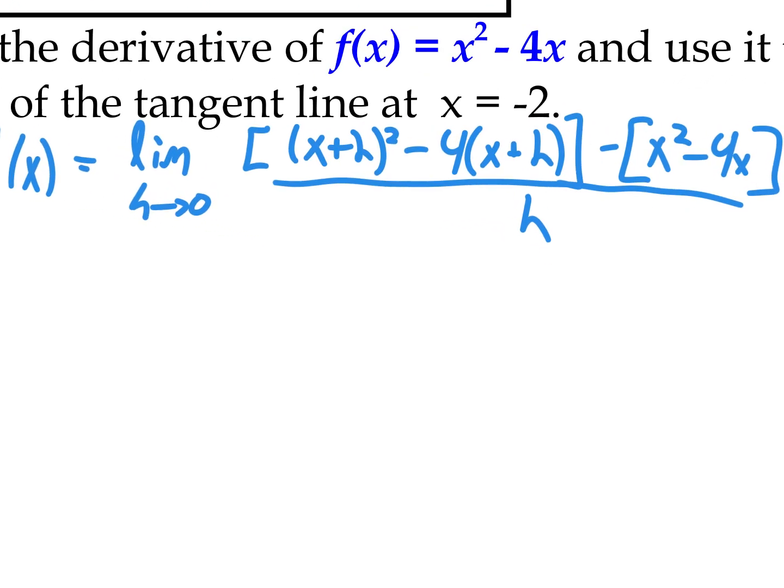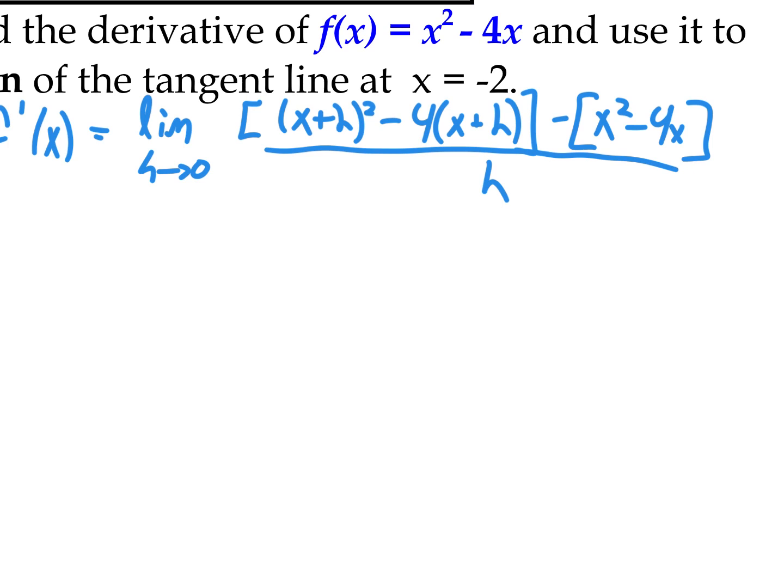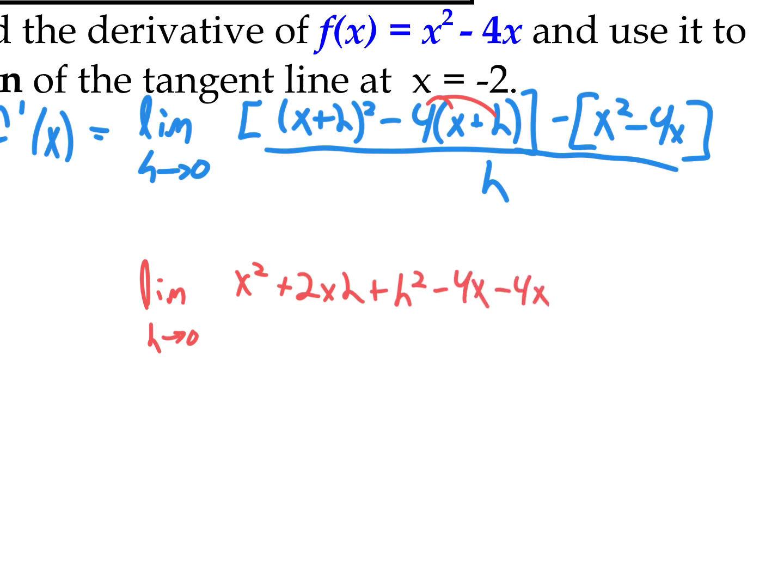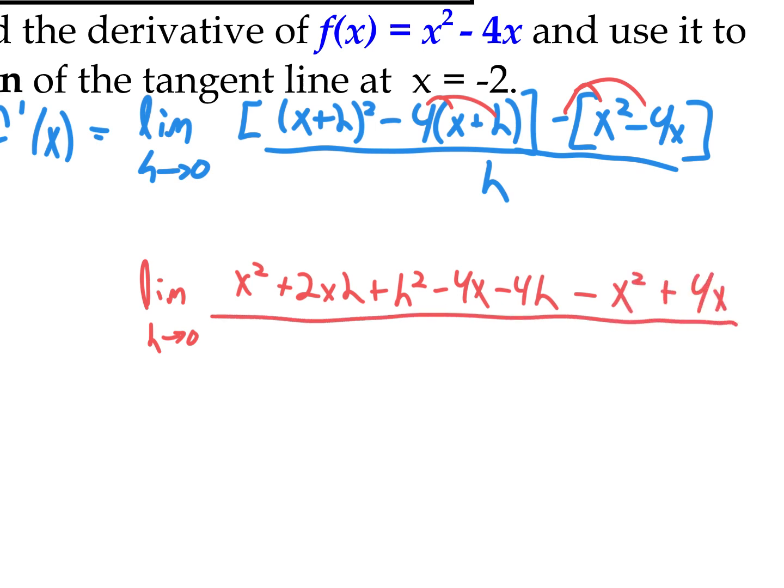At this point, I cannot directly evaluate that limit because I can't plug in 0. So let's expand things out. We've got the limit as h goes to 0. Distribute this out as x squared plus 2xh plus h squared. Then if I distribute this -4 in there, I get -4x minus 4h. This negative sign will affect everything that comes after it, so minus x squared plus 4x, all over h.